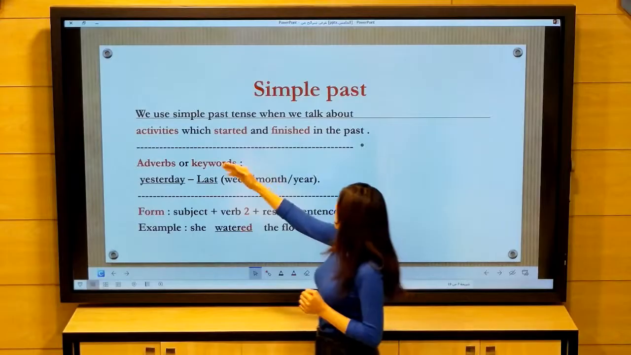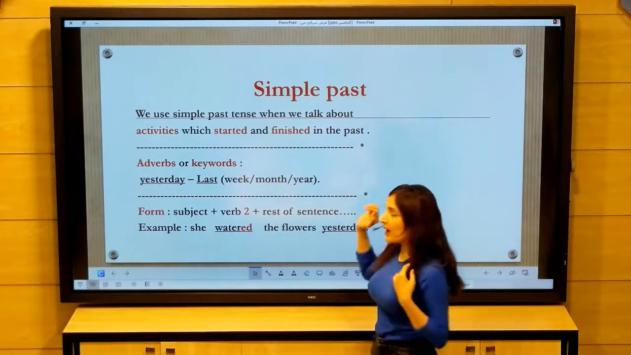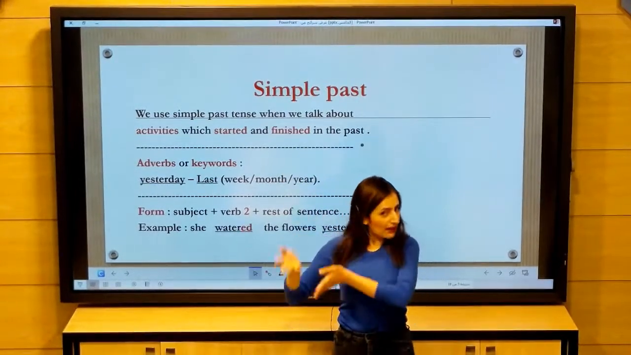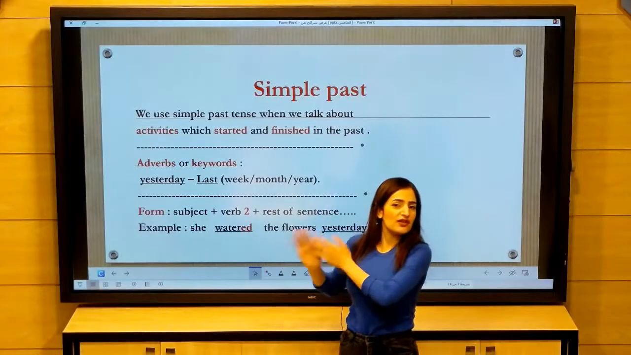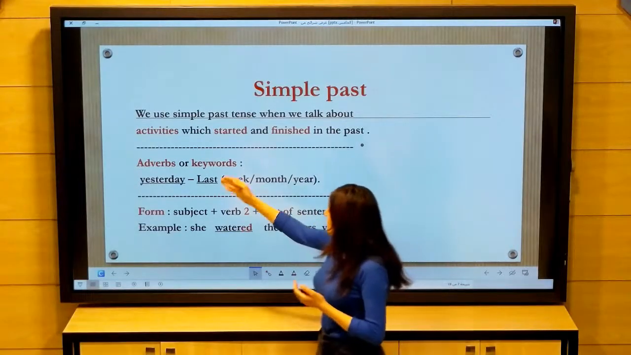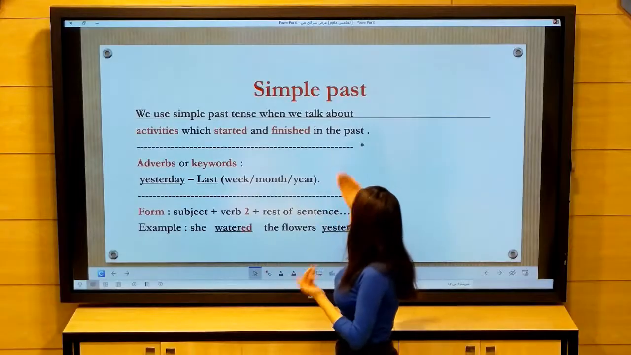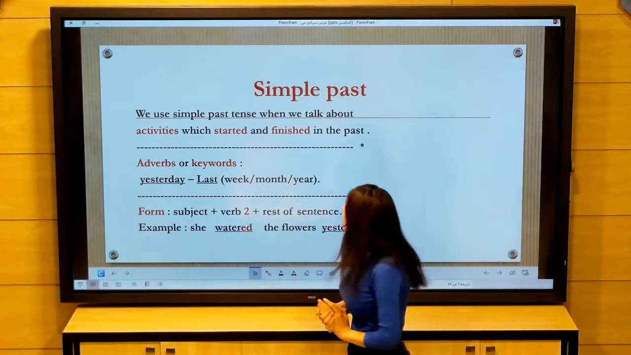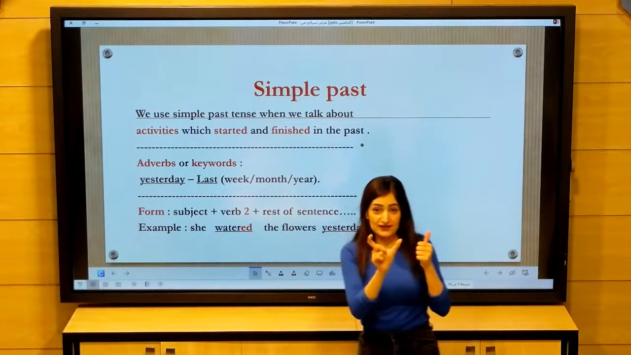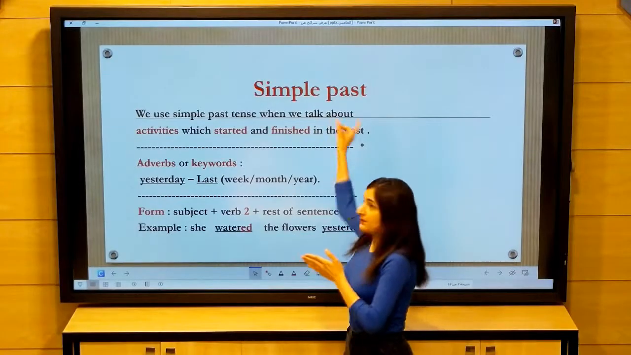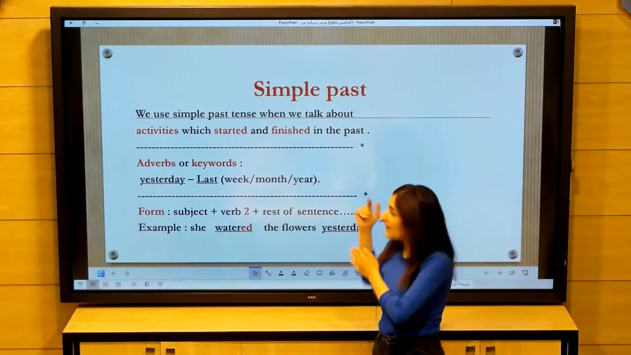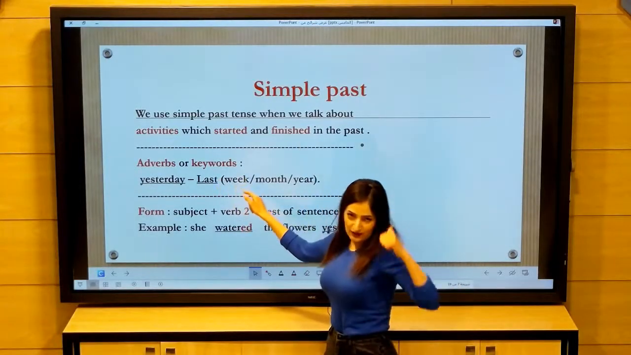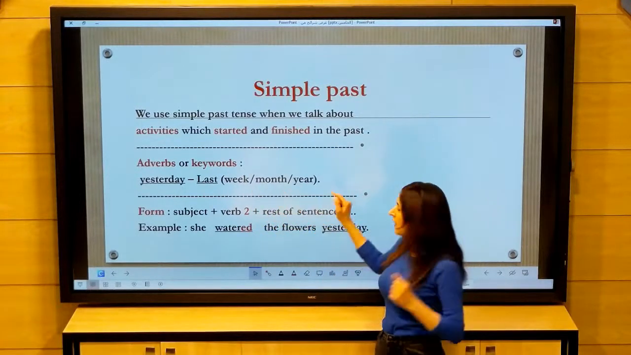Simple past. We use simple past tense when we talk about activities which started and finished in the past. Something that happened in the past and finished in the past. Keywords which help me to talk about simple past: yesterday, which means I am talking about something that happened in the past and finished in the past. Number 2, last week or last month or last year.